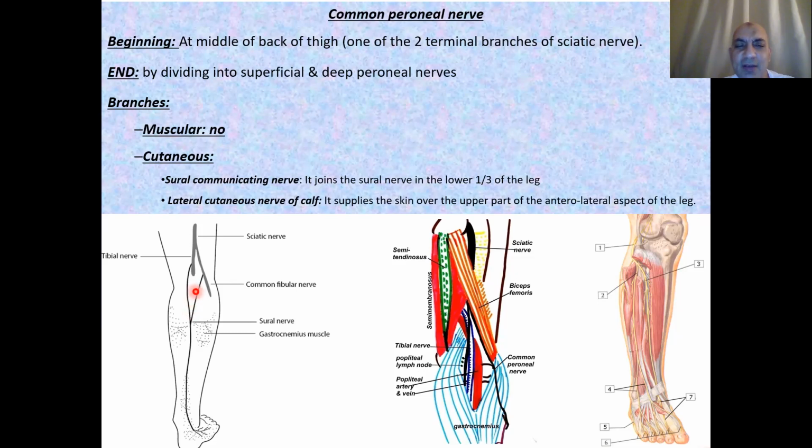Sural communicating. This nerve is called the sural communicating. We have the sural from tibial, the sural communicating from the common peroneal, and the lateral cutaneous nerve of the calf. The lateral cutaneous nerve of the calf supplies the skin of the upper part of the anterolateral aspect of the leg. Articular: we have 3 genicular branches. So no muscular branches. Cutaneous: sural communicating, and the lateral cutaneous nerve of the calf for the upper part of the anterolateral aspect of the leg.